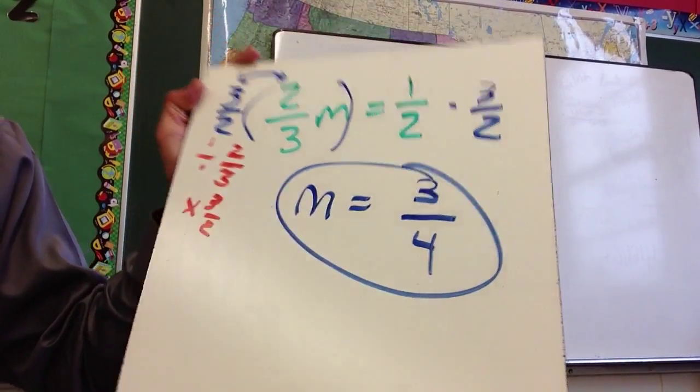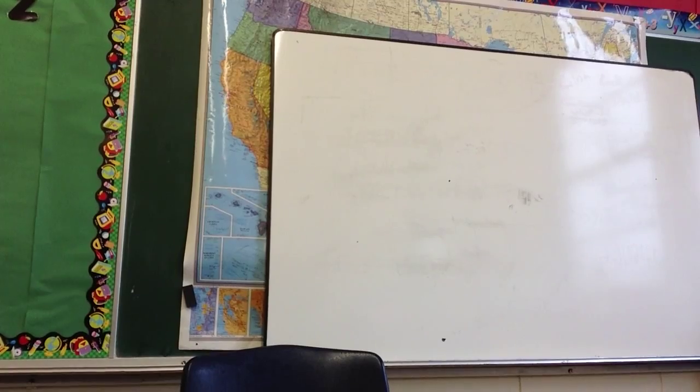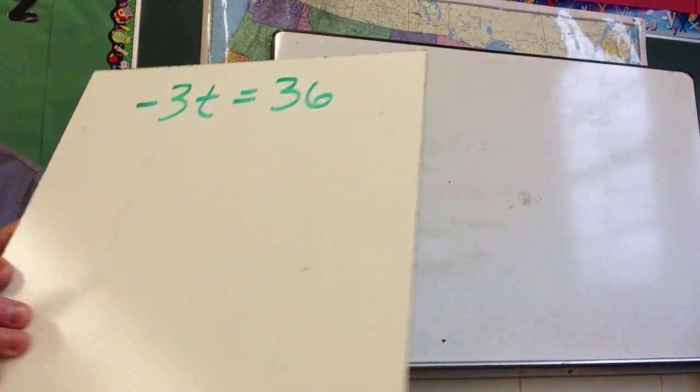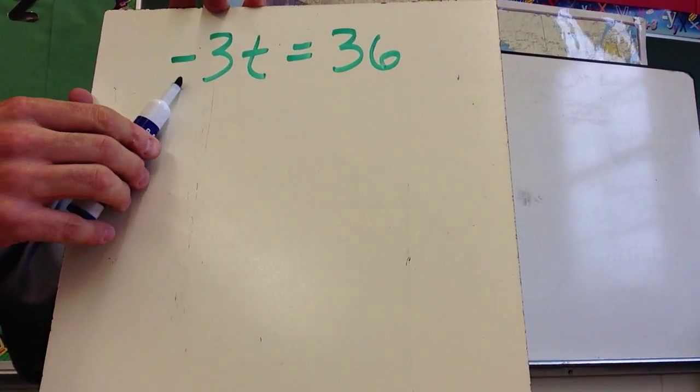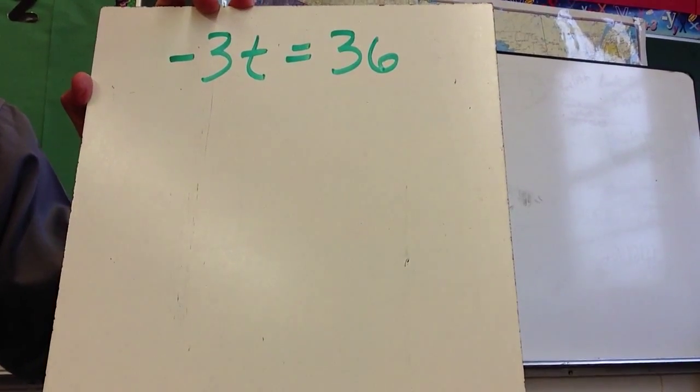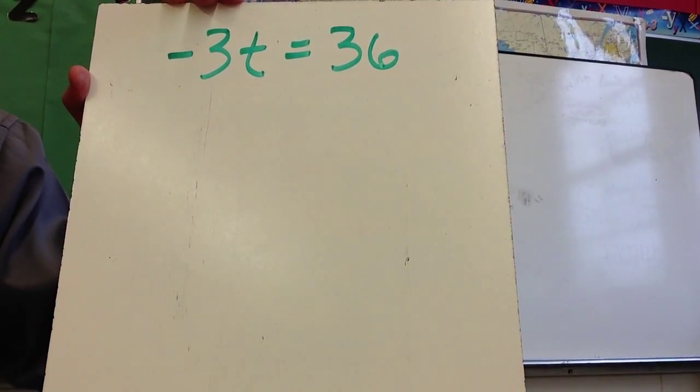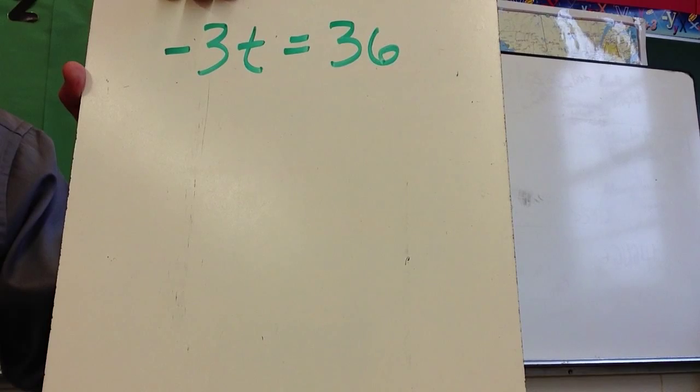All right, since I know you guys don't love fractions, I'll give you one to practice that doesn't have a fraction. However, it does have a negative number. Negative 3t equals 36. Please pause the video at this time to practice this problem.